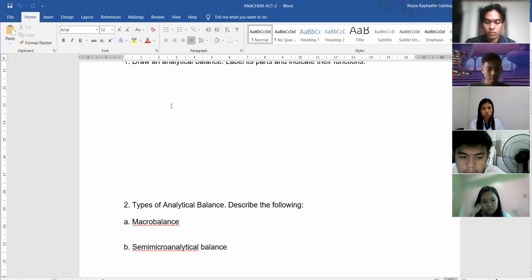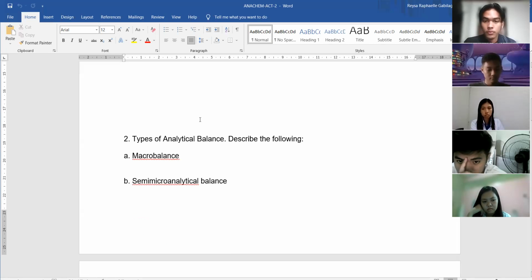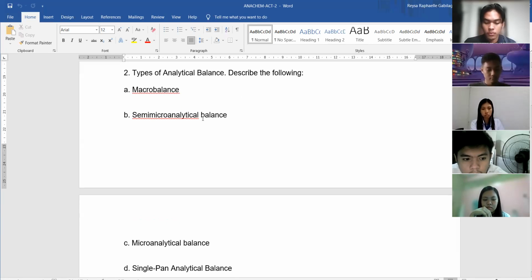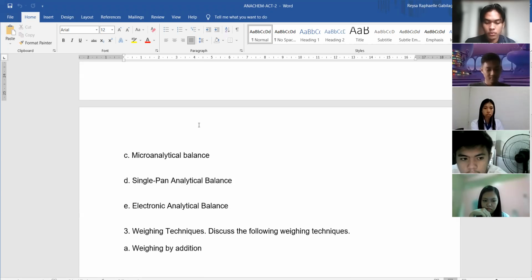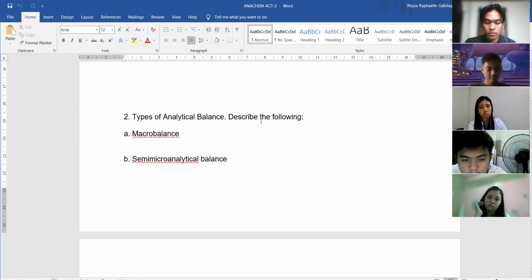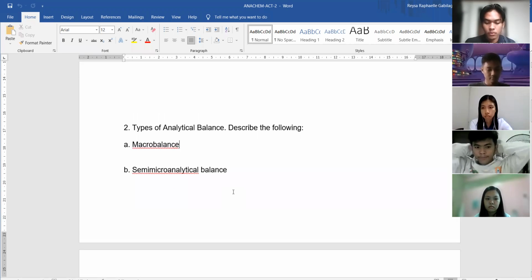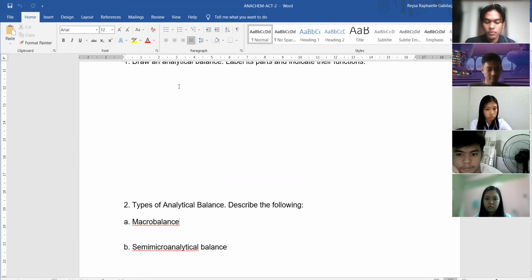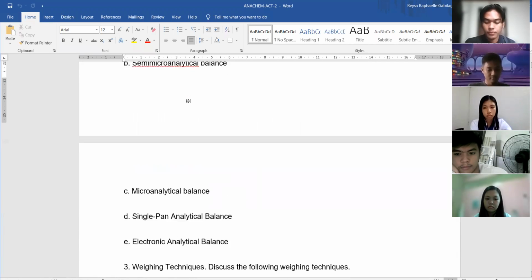And then number 2, types of analytical balance, you have to describe the following. So you have to research for this. We have the so-called macro balance. Ano ito ha? Types ng analytical balance. Then we also have the so-called semi-micro analytical balance, micro-analytical balance, single pan analytical balance, and the electronic analytical balance. I-describe nyo lang kung ano yung gamit nila and ano yung pagkakaiba nilang 5. Dito kayo mag-draw. Isang analytical balance lang yung i-draw nyo for number 1.